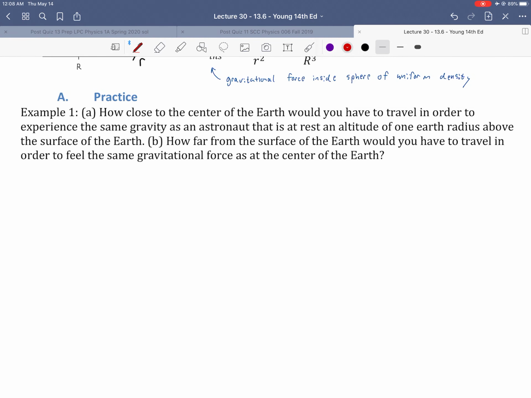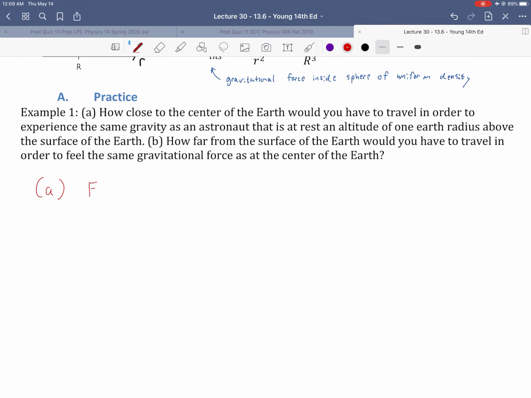But now let's do example 1. I figured we'd just go ahead and use it. So in example 1, how close to the center of Earth would you have to travel in order to experience the same gravity as an astronaut that is at rest at an altitude of 1 Earth radius above the surface of the Earth? Now, an astronaut that's at rest 6,000 kilometers above the surface of the Earth would be kind of problematic, right? Because they're not in orbit, they're at rest. They wouldn't be accelerating too fast at first, but they'd have a long way to fall, right? So probably not a good idea to be at rest, but you get the idea. We're just running the numbers here.